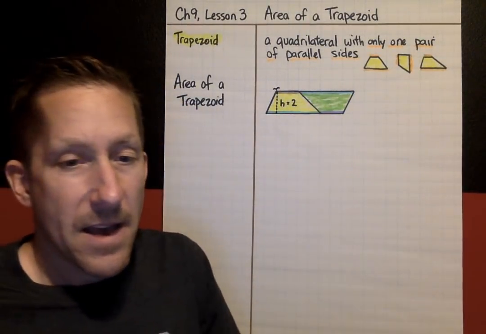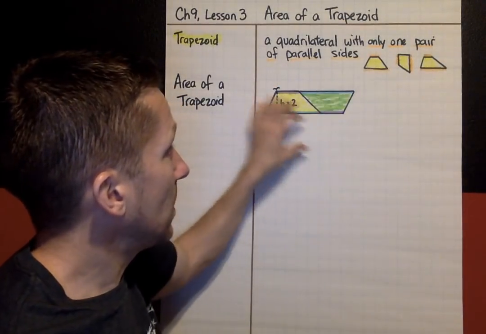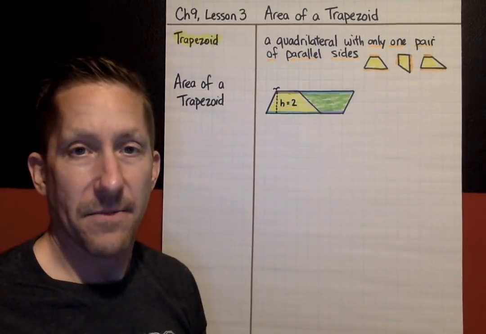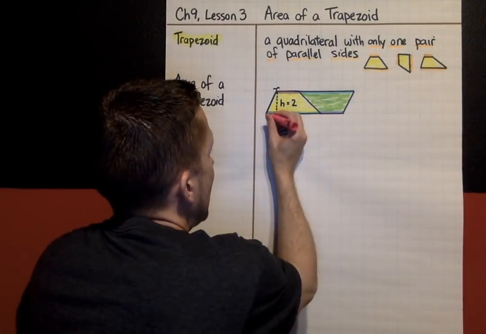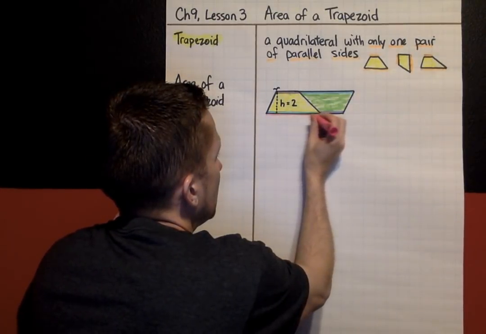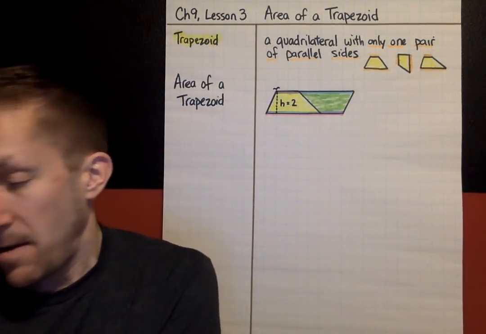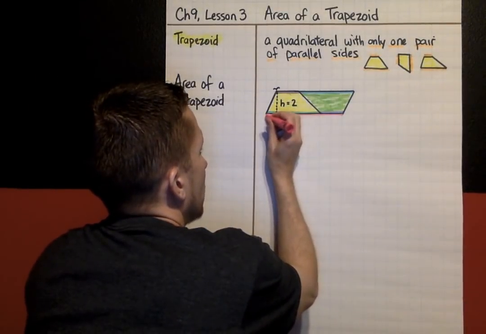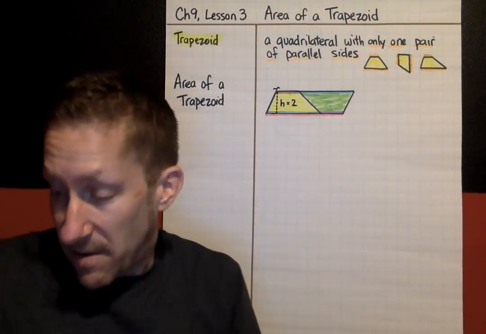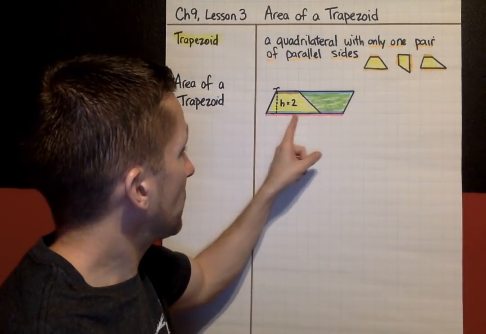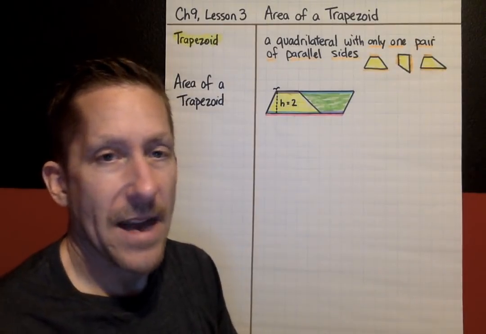There's my height. And now what I'm going to do is find the area of the whole parallelogram, because I know how to find the area of a parallelogram. It's base times height. Now, the base of this entire parallelogram is this pink line. Okay? So, area of a parallelogram is base times height. In this parallelogram, my base would be 1, 2, 3, 4, 5, 6, 7 units. My height is 2.